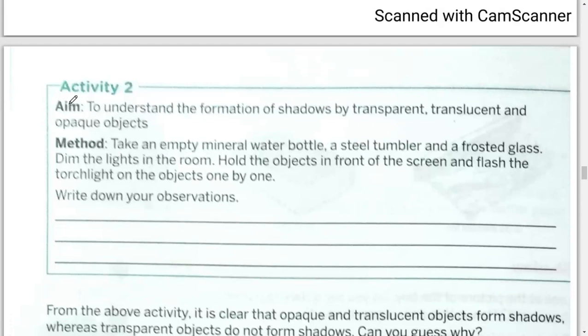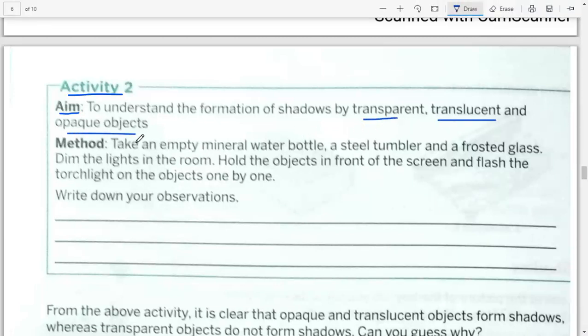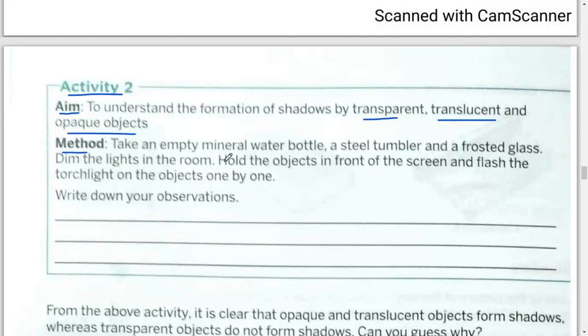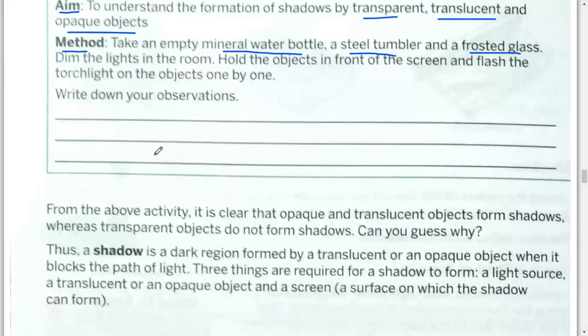Activity 2. Aim: to understand the formation of shadows by transparent, translucent, and opaque objects. Method: take an empty mineral water bottle, a steel tumbler, and a frosted glass. Dim the light in the room, hold the objects in front of the screen and flash the torchlight on the objects one by one. Write down your observation. Comment this.